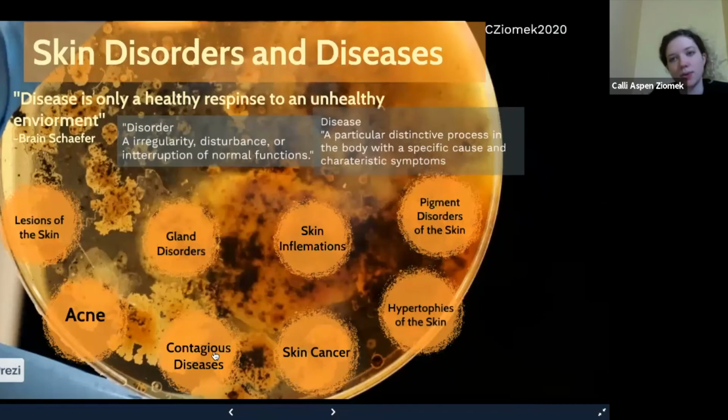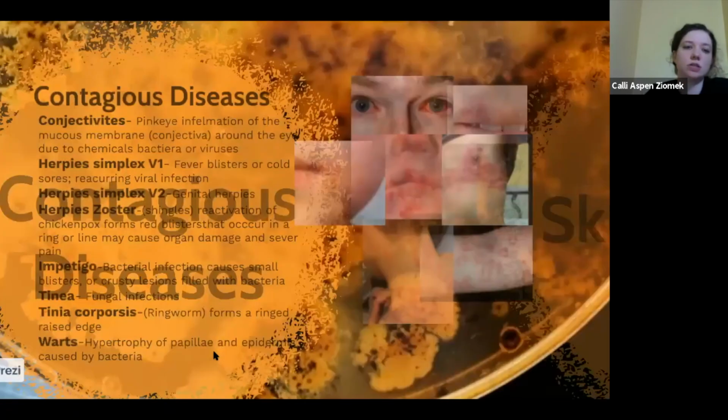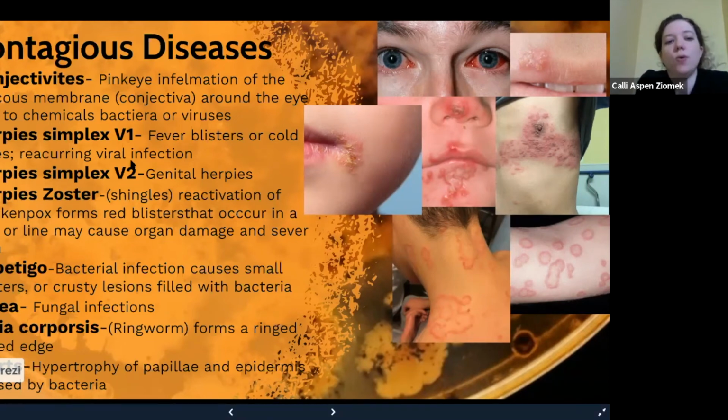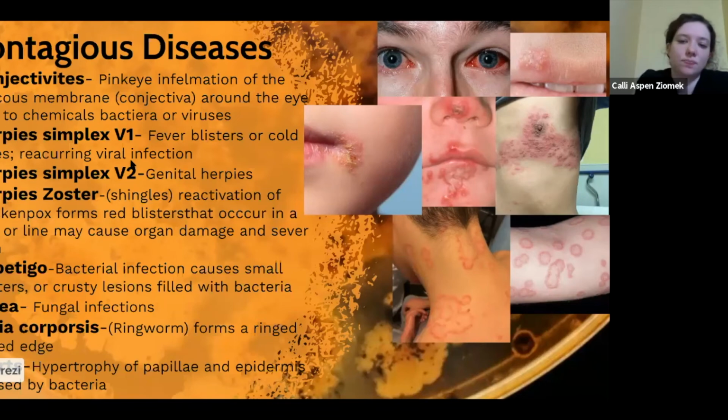The next one that we have are your contagious diseases. This one is the most graphic of my images. So you have conjunctivitis, commonly known as pink eye. It is an inflammation of the mucous membrane, which is the conjunctiva around the eye, due to chemicals, bacteria, or viruses. You will mainly see this in clients that deal with a lot of children. Adults generally don't get this condition unless they catch it from a child.